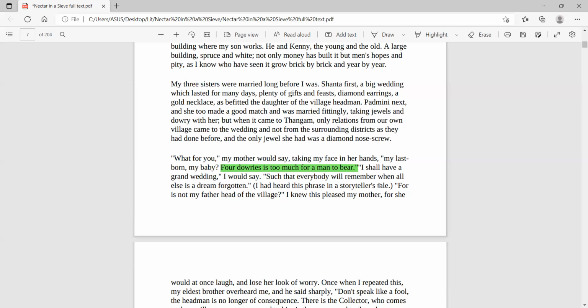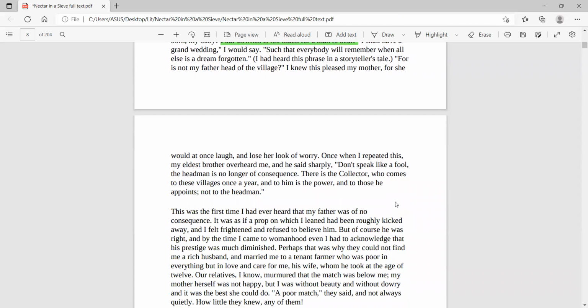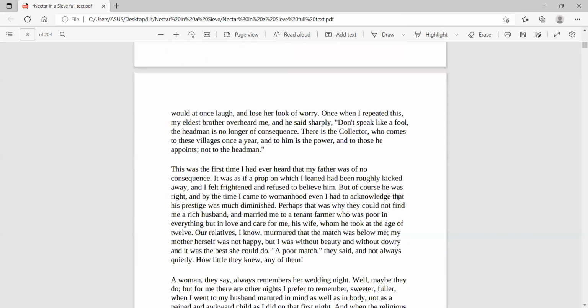"This was the first time I had ever heard that my father was of no consequence. It was as if a prop," a prop is a support, right, "on which I leaned had been roughly kicked away, and I felt frightened and refused to believe him. But of course he was right, and by the time I came to womanhood, even I had to acknowledge that his prestige," prestige is respect, regard, "was much diminished," gone down or lessened or reduced. "Perhaps that was why they could not find me a rich husband and married me to a tenant farmer."